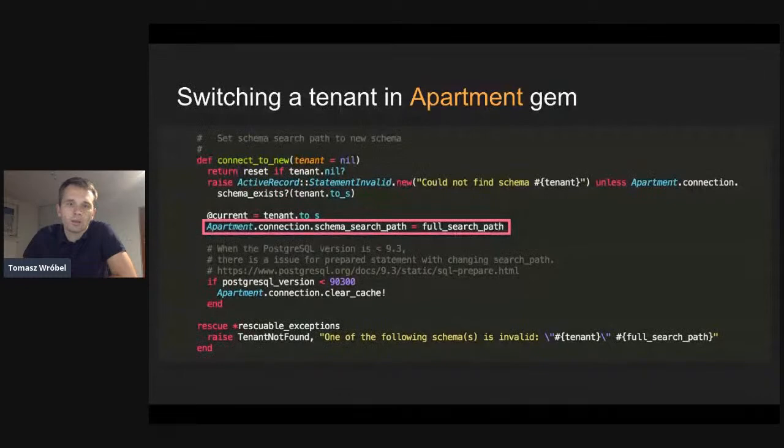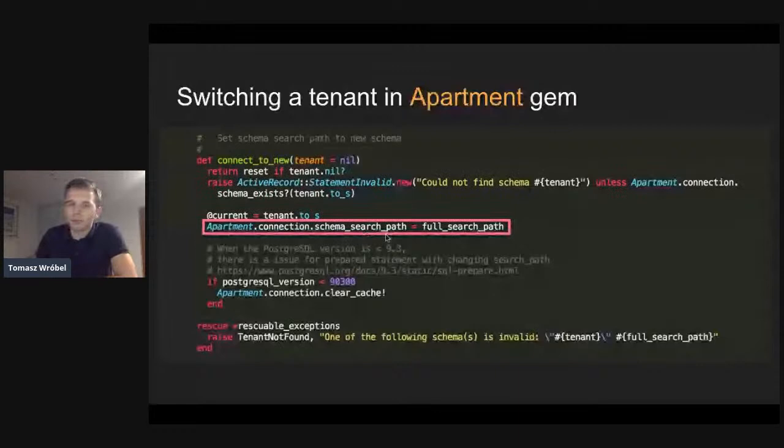Okay, but let's just see briefly how it works. This is the main method in Apartment that switches the tenant. This happens inside the request. If there's a web request coming, and then there's the middleware. It switches to the current tenant, and you can see the line where it changes the schema search path.